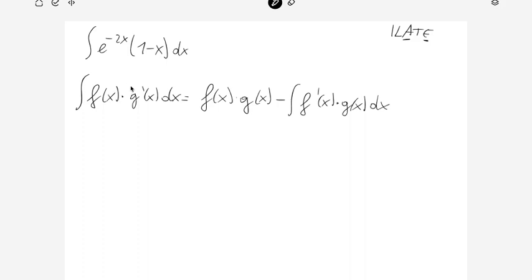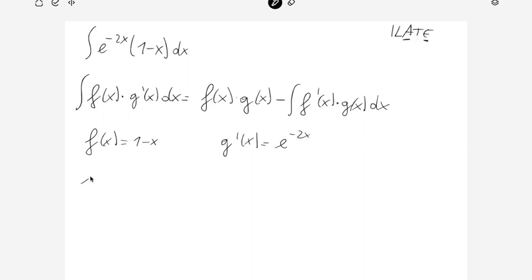Okay, in this case, we have an algebraic function and an exponential function. So the algebraic function has to be the f because it has to be derivated if you want to use the isolate rule. In order to remember, if you have an exponential as second factor, the algebraic function needs to be derivated. Okay, so f of x has to be 1 minus x, and g prime of x is e to minus 2x.